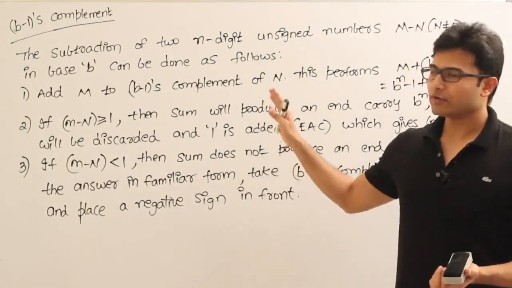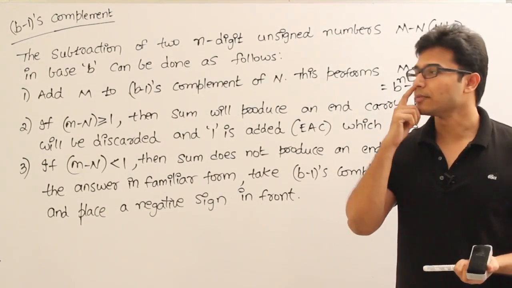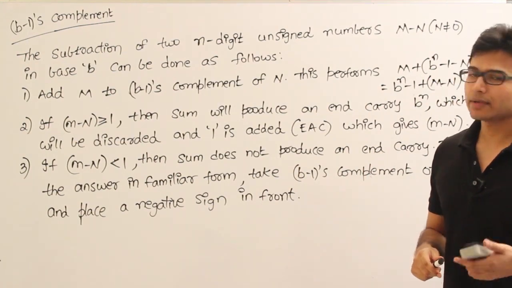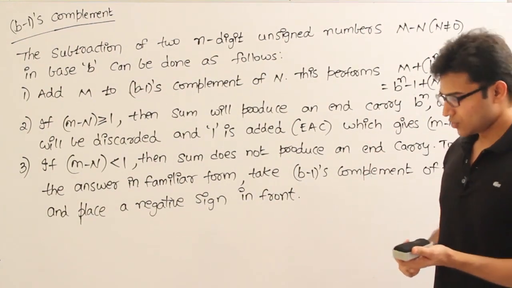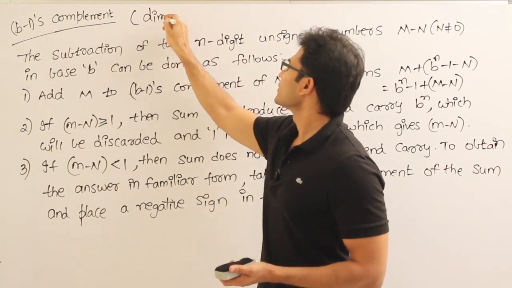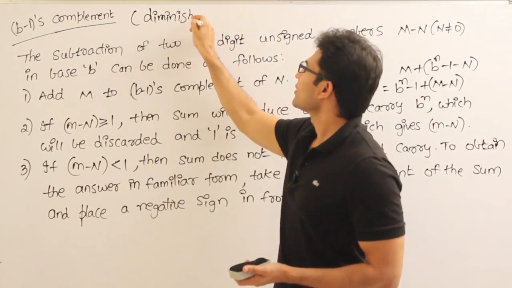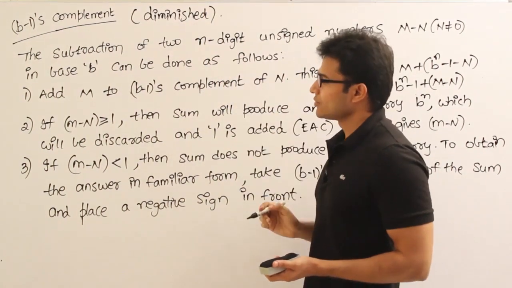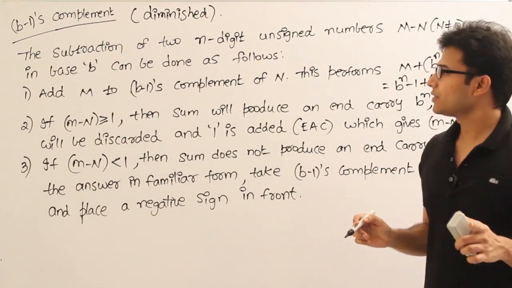Now let me put everything in words. So we have seen two types of complements. One is the b minus 1's complement and the other is the b's complement. So let me talk first about the diminished radix complement.